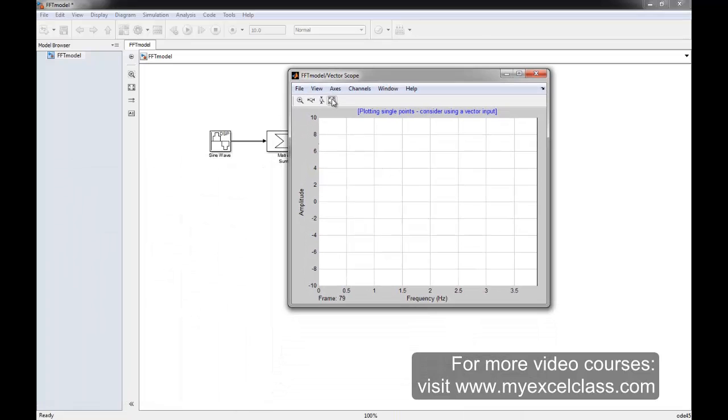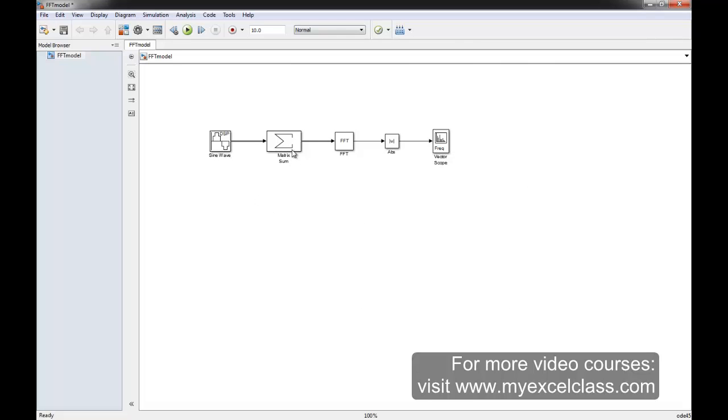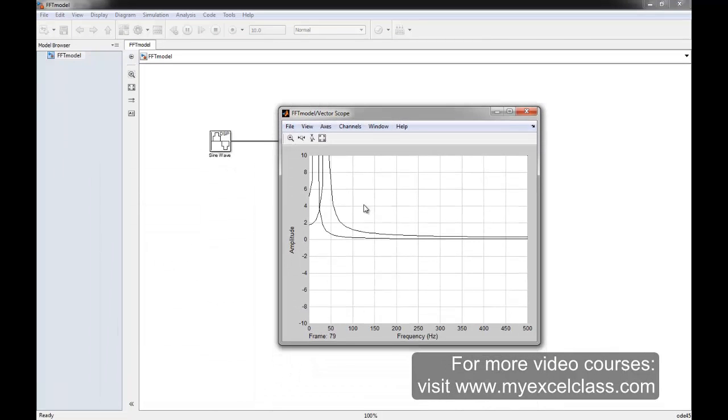So I didn't get anything. Let me see what's the error. Okay. For example, if we take this sum out and we connect them directly, there you go. You have an FFT plot.